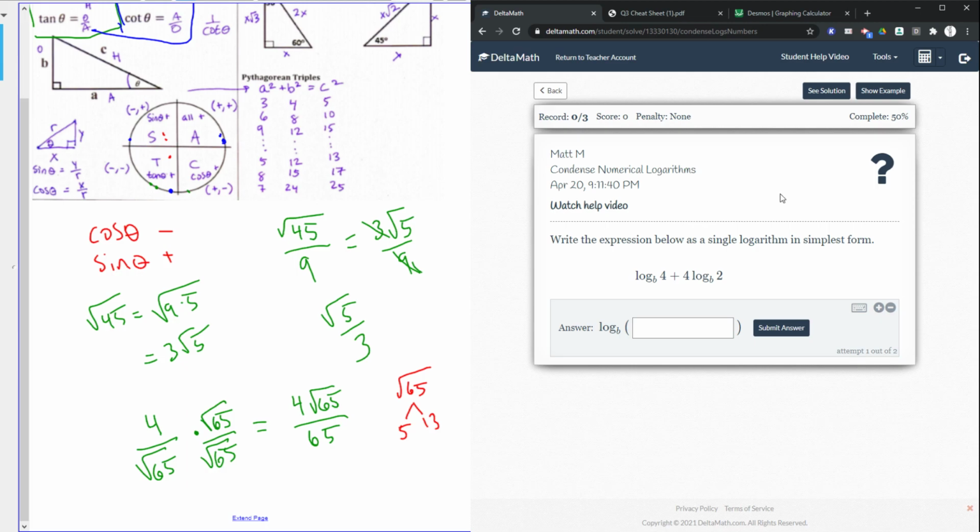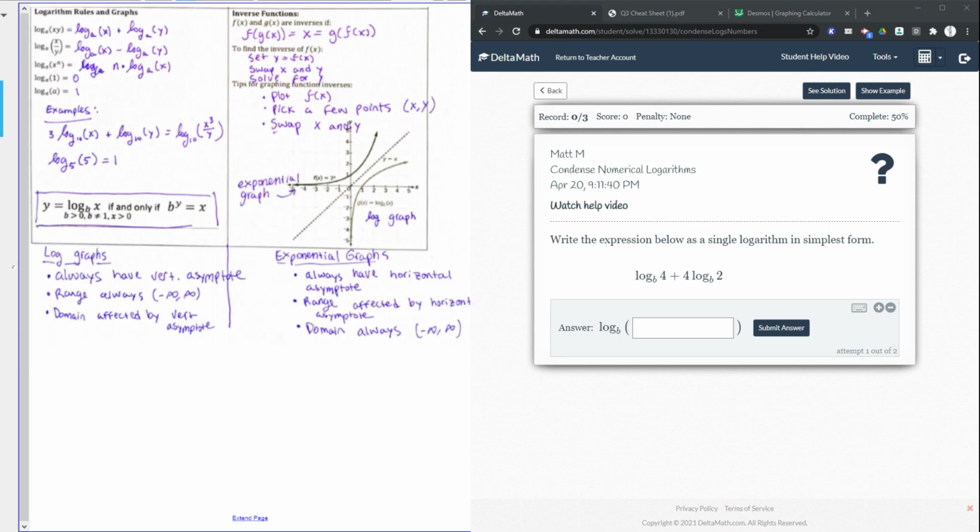On to logarithms. Okay, so I'm going to hop to the next page. We're doing log rules. These rules up here are going to be really helpful. So we need to do simplest form. I have log base b of 4 plus 4 log base b of 2. First off, I see the 4 outside. That's going to come inside. According to my rules, it comes inside as an exponent.